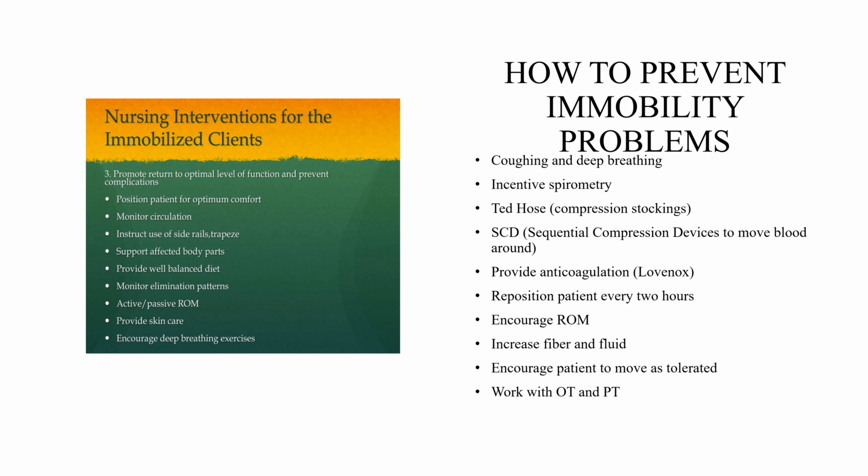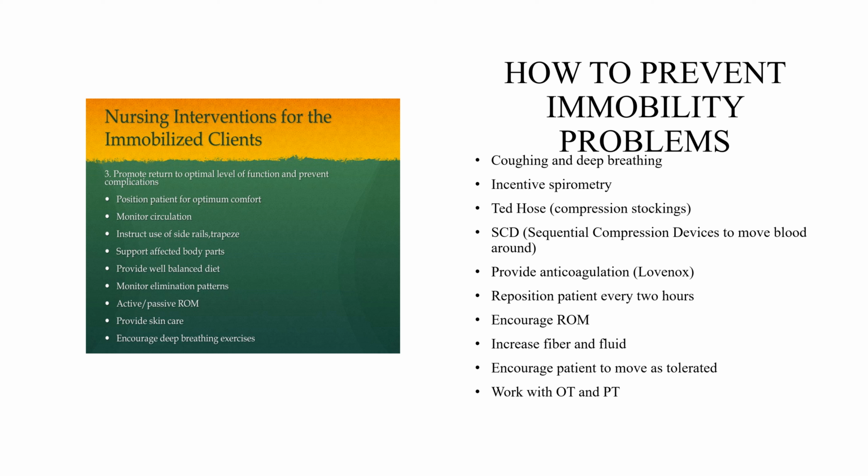So how do we prevent immobility problems? Because our patient is immobile, but we want to keep their lungs working. We want to keep them moving as much as possible. So we're going to promote coughing and deep breathing. We're going to teach them how to cough and deep breathe while they're in the bed. We're going to teach them how to use the incentive spirometer. Remember, we take a big breath in with that incentive spirometer to see how high we can get that ball.